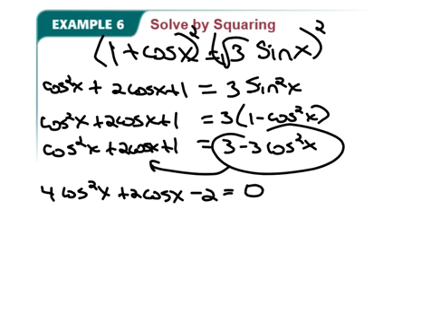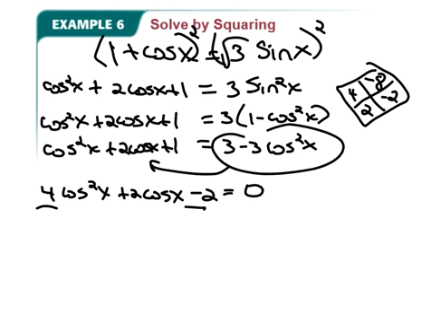I'm going to use my diamond method. So my a times my c is negative 8. And my b is 2. So I have to have two numbers that multiply to a negative 8 and add up to 2. Well, that would be 4 and negative 2. And you get that through guessing and checking pretty much, knowing your factors.